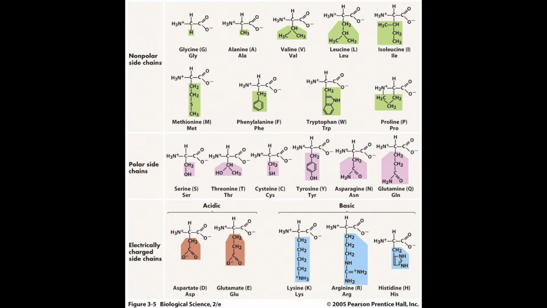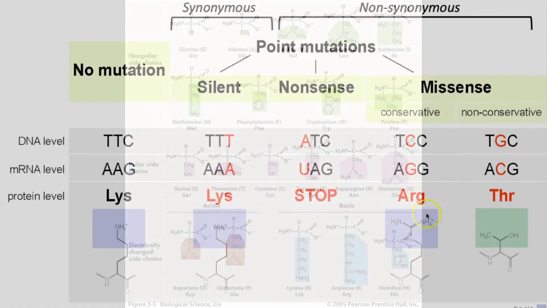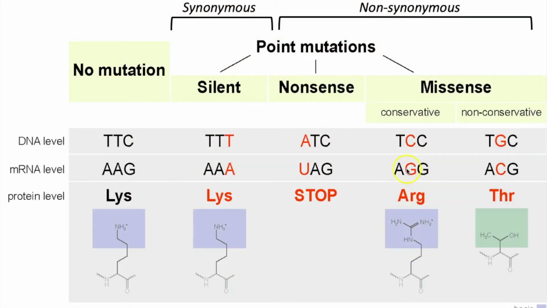So in this case, I have a missense mutation. I've mutated this nucleotide from an adenine to a guanine, and what it's resulted in is a different amino acid. That is true. But the trick about lysine and arginine is that they both have a positive charge. So you can see here there's a positive charge right here, and right here there's still a positive charge. We call that a conservative missense mutation.